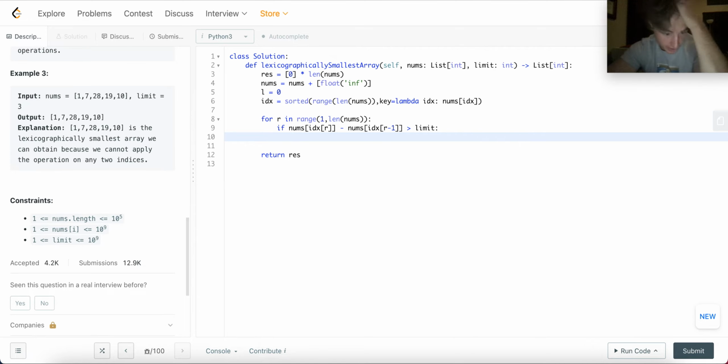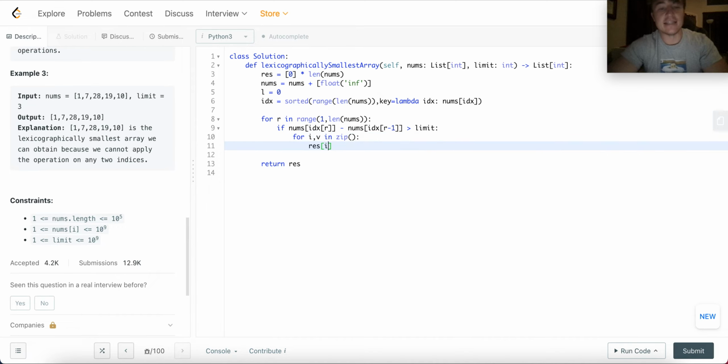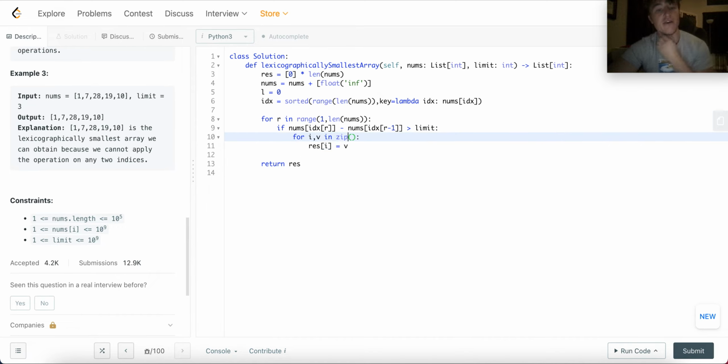So it gets a little tricky because we have to think about how this works. The elements are already sorted. So we have our index and our value in zip of something. And then what we're going to do is say, okay, res at this index equals this new value.